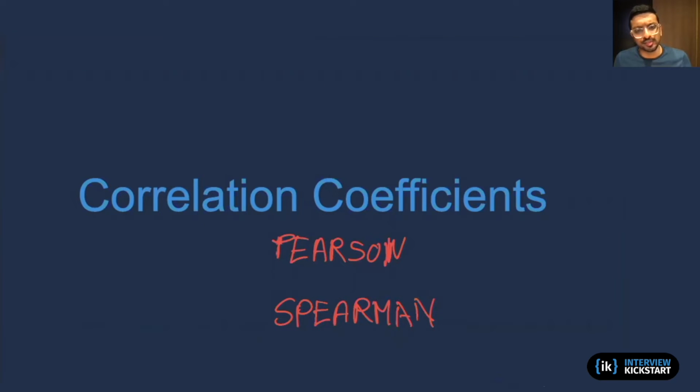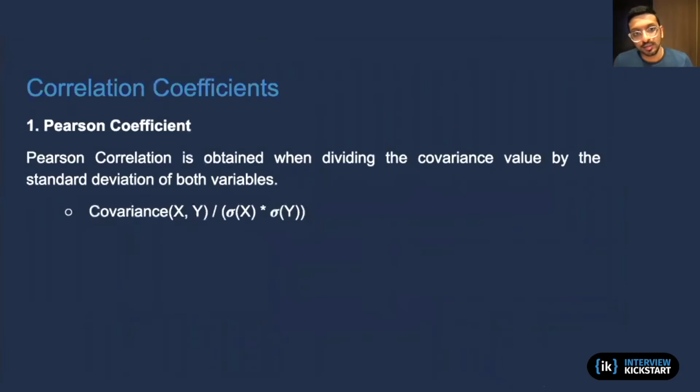So over the course of this video, we're going to talk a little bit about what these two coefficients are, how they differ from each other, what kind of information they convey, and of course, how to calculate them. So with that, let's go right in. So the first coefficient that we're going to talk about is called the Pearson correlation coefficient. And the way we obtain that is quite simple. We divide the covariance value by the standard deviation of both variables involved.